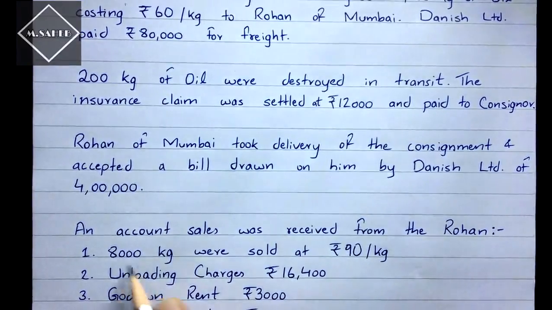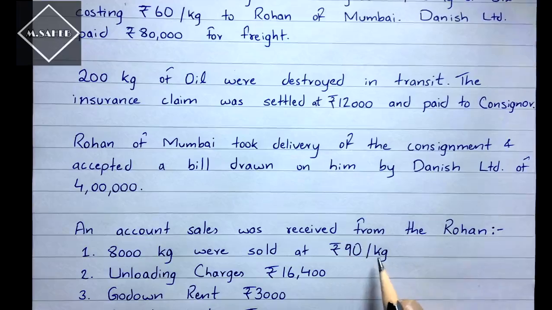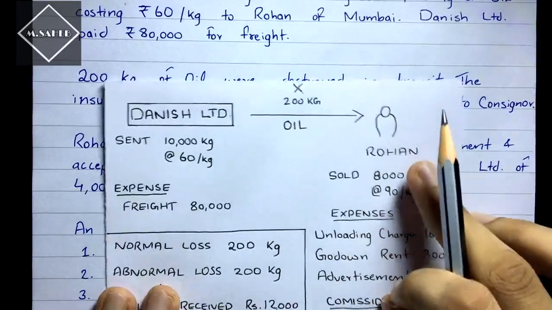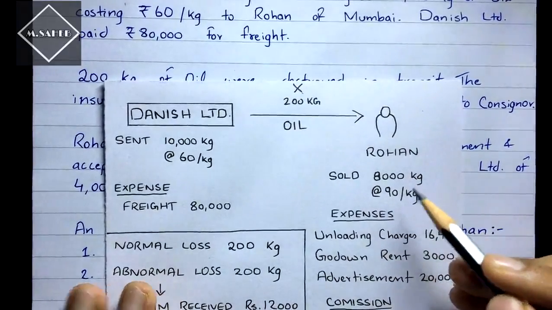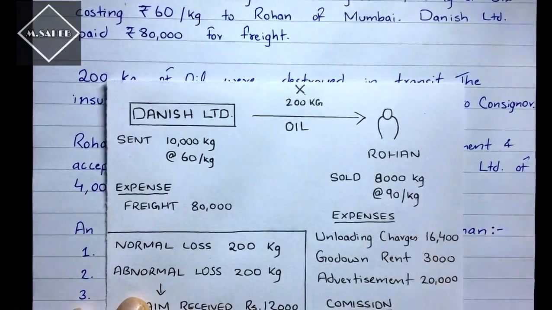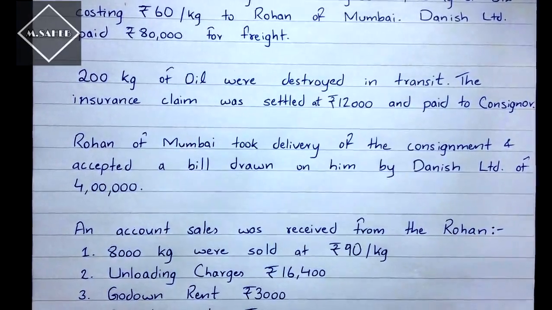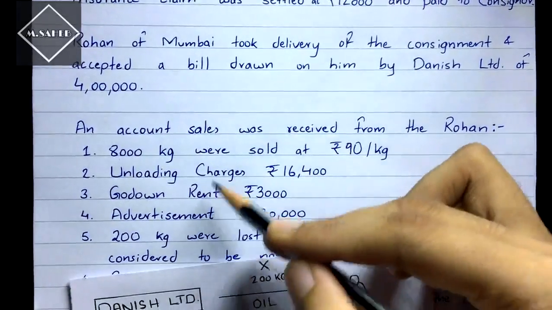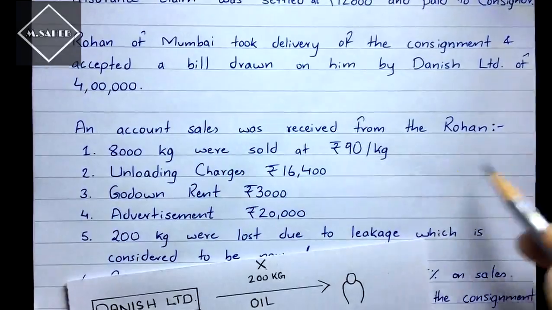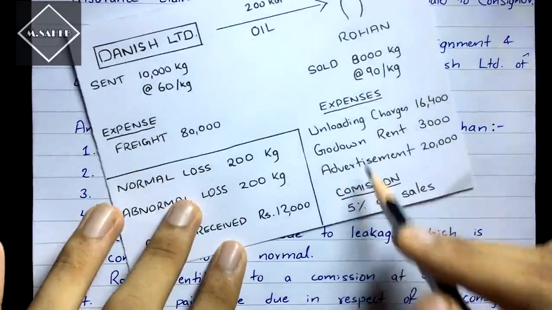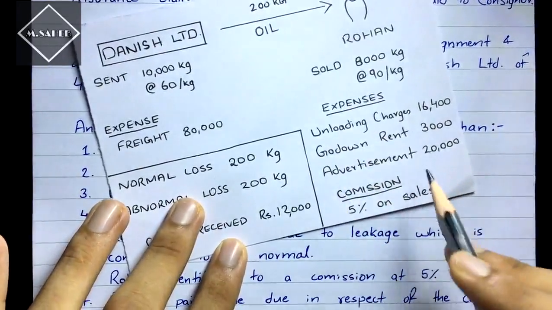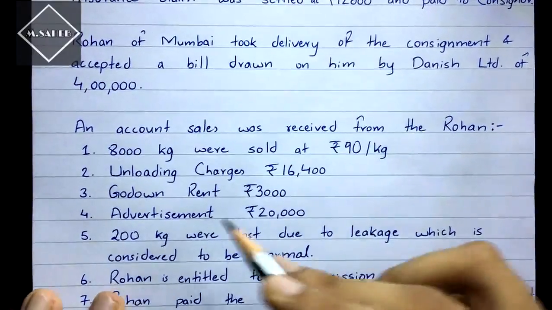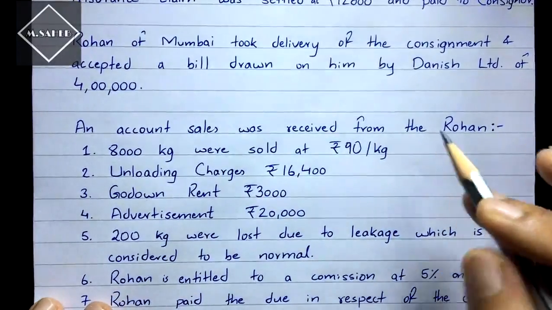See here, 8,000 kg were sold at rupees 90 per kg. So Rohan sold 8,000 kg of oil at the rate of 90 rupees per kg. Sales is given, and then unloading charges, godown rent, and advertisement. These are all expenses incurred by the consignee, and the amounts are also given. So these are the 3 expenses incurred by the consignee.